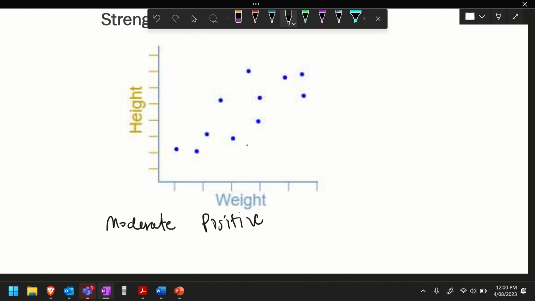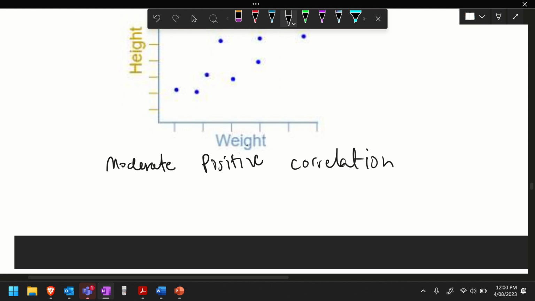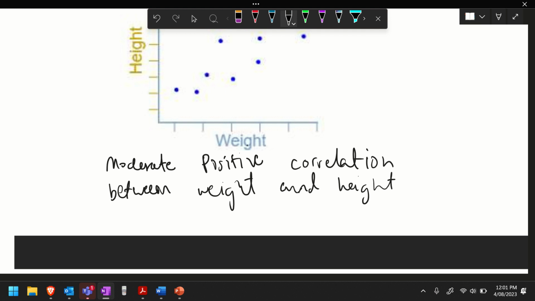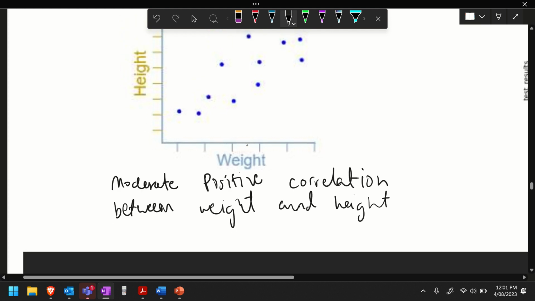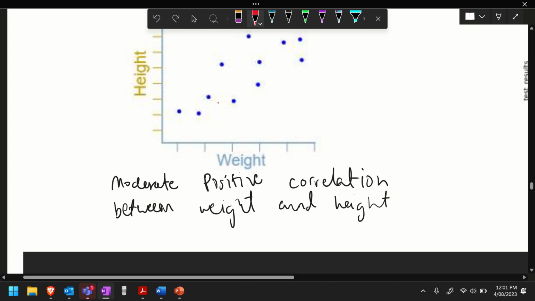Now in year 11, we get you to do this: moderate positive correlation between weight and height. Now, this is in year 11. In year 10, we don't expect you to do this. Okay, but I'm just teaching it to you now so you know what to expect next year. Moderate positive correlation. So what I'm looking for bare minimum is these. Moderate positive correlation. You don't have to write the rest of it, but in year 11 they do ask you. Yes, keep that in mind.